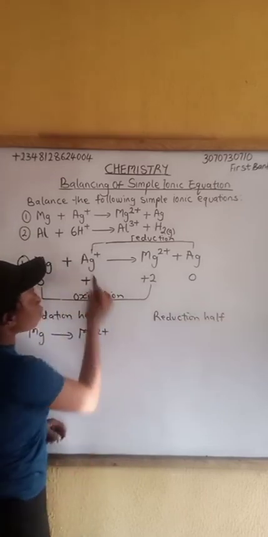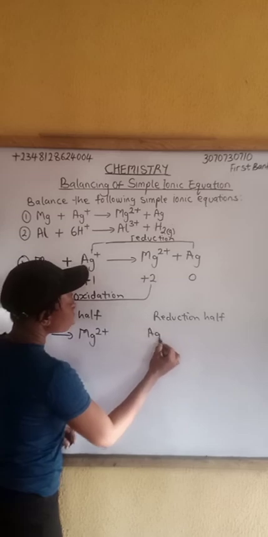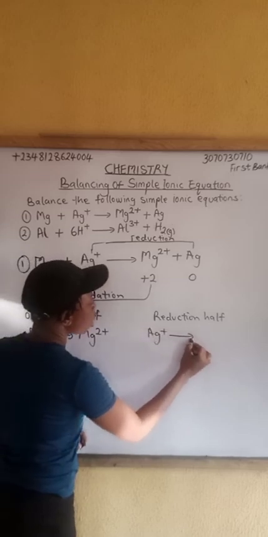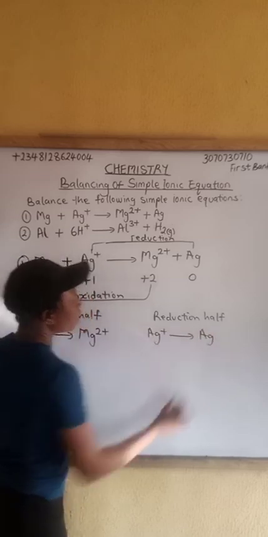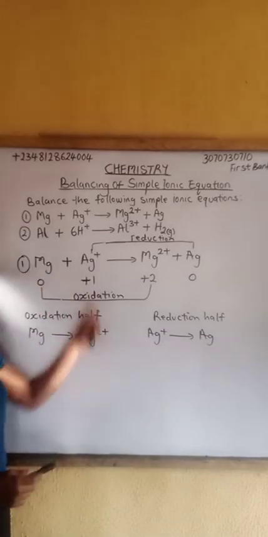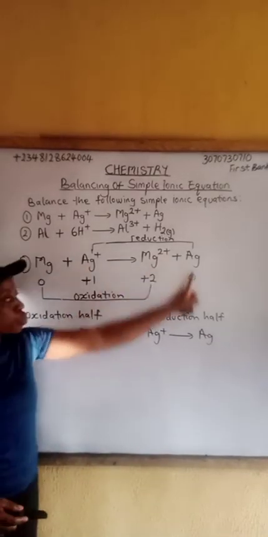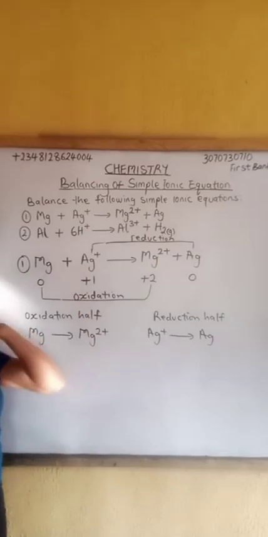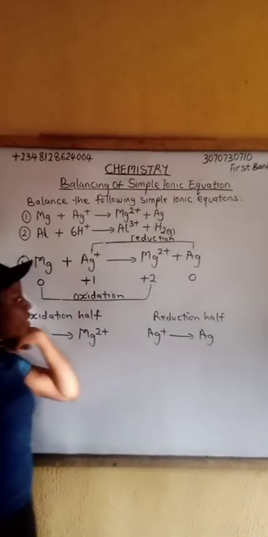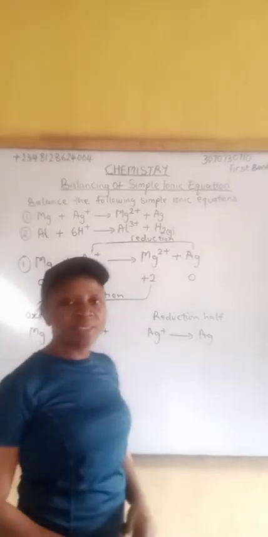under the reduction half we have Ag+ equal to Ag. Ag+ at the reactant side equal to Ag at the product side. So that is the next step to take.